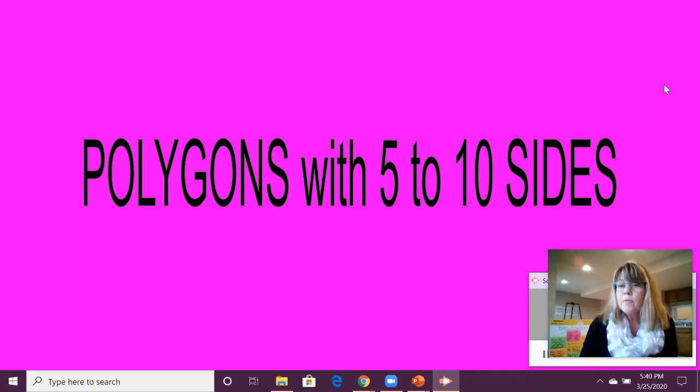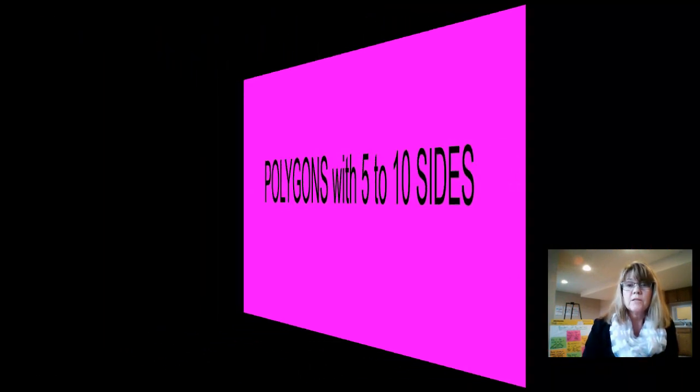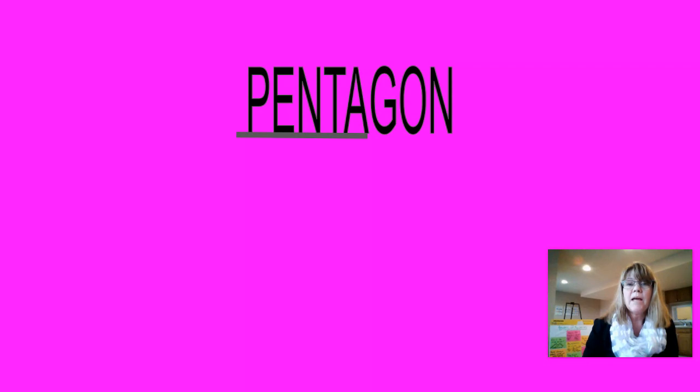Kids, we're going to look at our next group of polygons. These are all polygons that have either 5, 6, 7, 8, 9, or 10 sides. We're going to learn the correct names for those polygons. So first set is a pentagon.